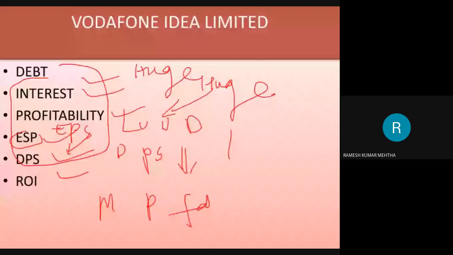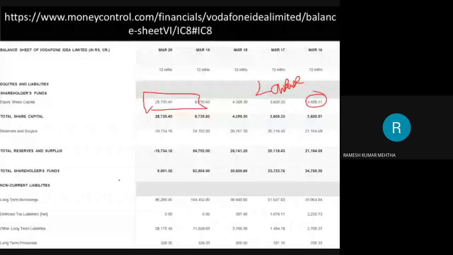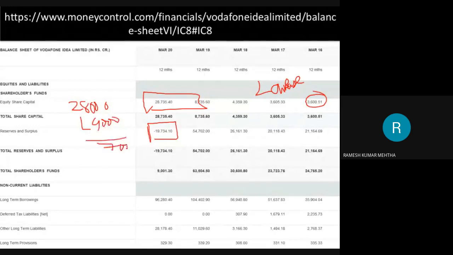So look at this example of Vodafone's balance sheet. We look at the company's balance sheet. I told you about the low equity base. The base of this company's equity share capital is 28,000 crores. And out of this, they made a loss of 19,000 crores. Can you imagine you have invested 28,000 crores and you have made a loss of 19,000 crores and your value is 7,000 crores on an investment of 28,000 crores.